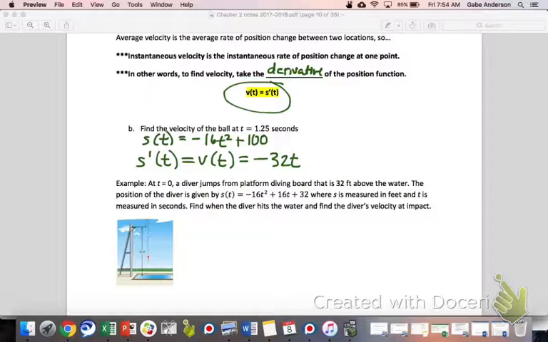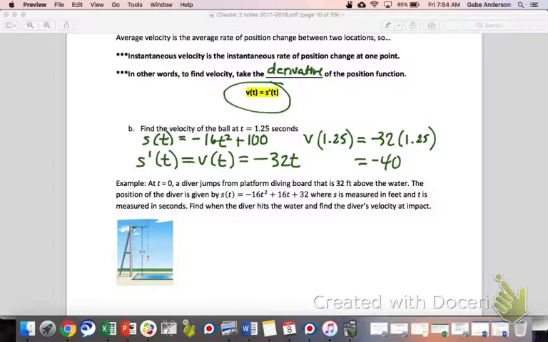So negative 32t is the velocity at any time. We don't really care about the velocity at any time. We want to know the velocity at 1.25 seconds. So we plug in. v of 1.25 is equal to negative 32 times 1.25, and that is negative 40. Right? Yeah, negative 40. Is that right? Okay, so that's equal to negative 40. What kind of units would go on that number?